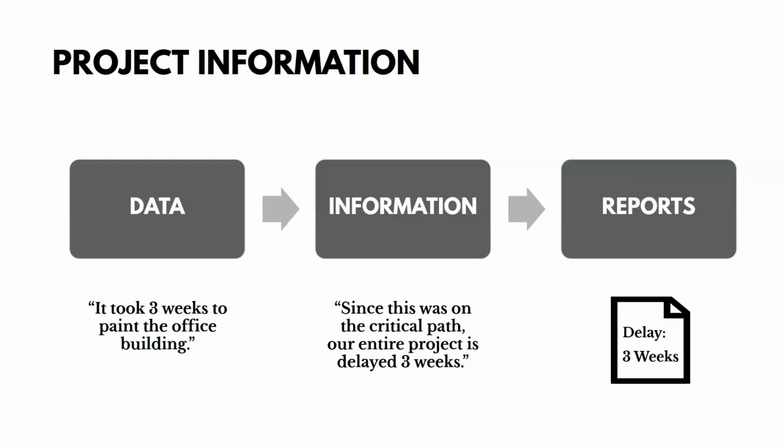And here's just one specific example of these types of project information. Under data, it should really say it took 6 weeks to paint the office building. So if that's data, it's just how long it took to paint. We then need to analyze that and turn it into information. Since this was on the critical path, our entire project is delayed 3 weeks because painting took 3 weeks longer than expected. So in reports, this is not exactly what the report would look like, but we talk about that 3-week delay and what we're going to do to address it.